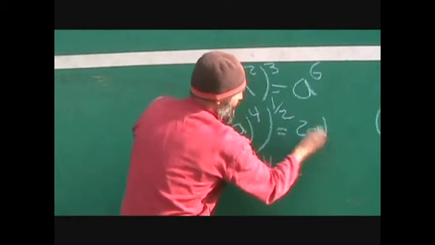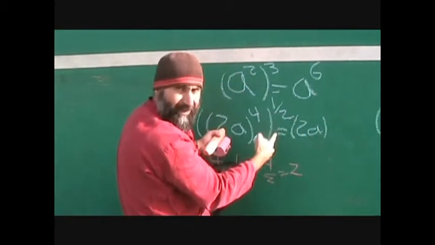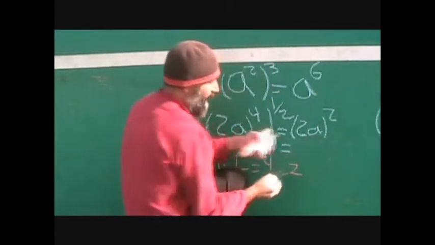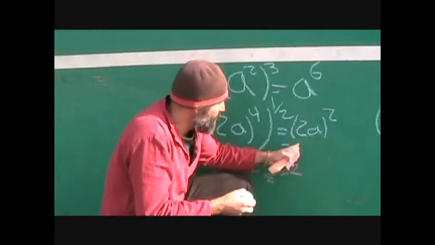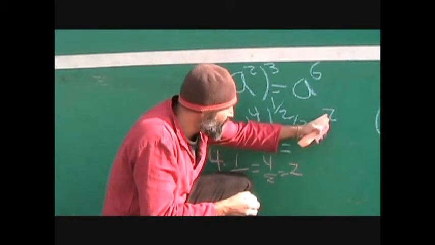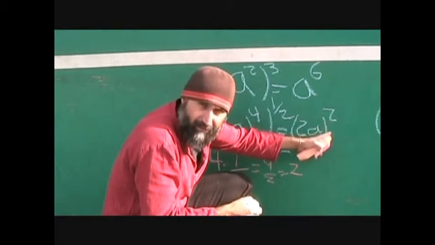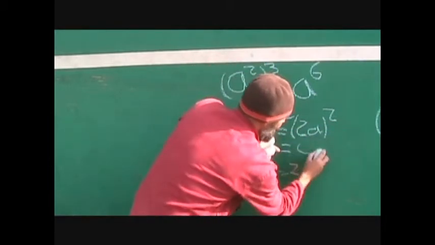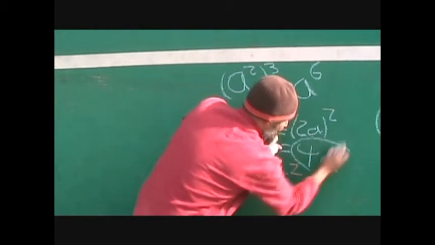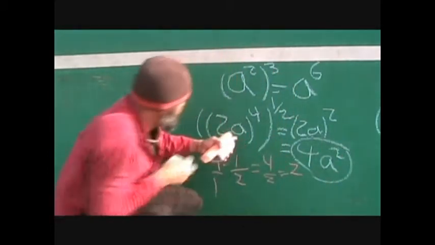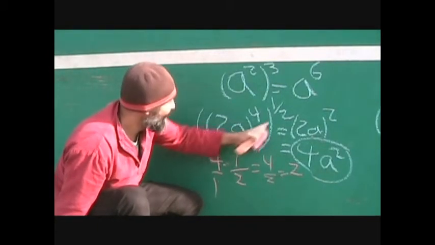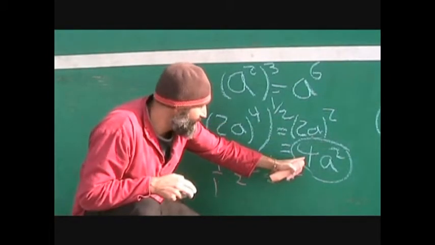Now, this becomes 2a, and when you multiply these guys, it becomes to the power of 2. And we already talked about 2a to the power of 2. And this is distributive. This applies to this and this. So 2 squared is 4. A squared becomes a squared. And that's your answer for this. So 2a to the power of 4, to a power of a half, is 4a squared.